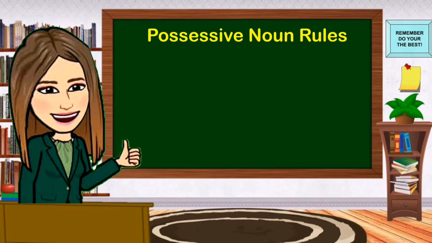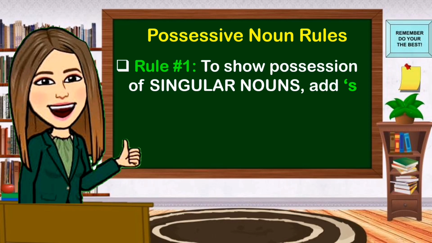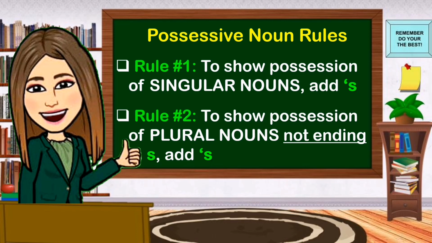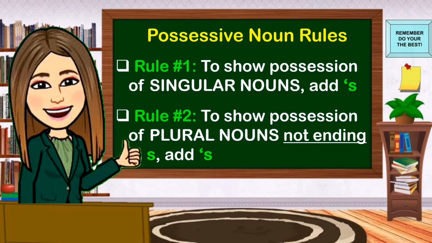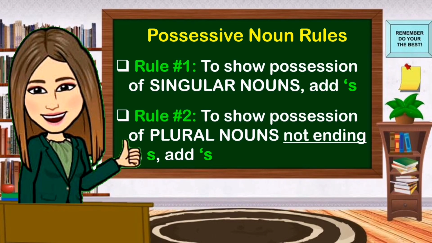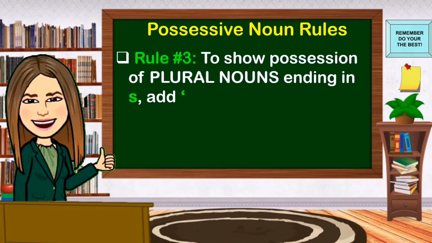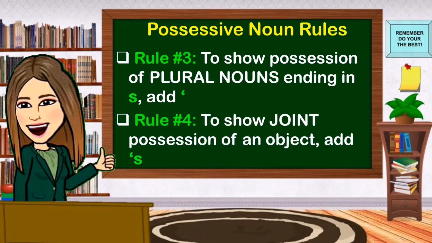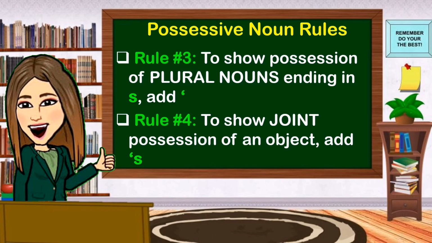Rule number 1, to show possession of singular nouns, add apostrophe S. Rule number 2, to show possession of plural nouns not ending in S, add apostrophe S. Rule number 3, to show possession of plural nouns ending in S, add apostrophe. Rule number 4, to show joint possession of an object, add apostrophe S to the last noun.